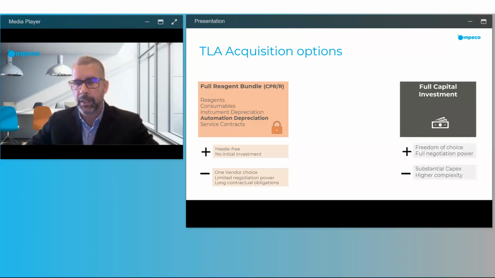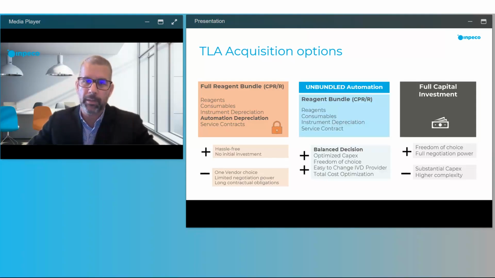Then, of course, on the other side is full capital investment. I think this is tough in a lot of instances, where to have full capital ready for not only purchasing automation, but analytical components as well, it can be a substantial hit to CapEx. And in today's environment, that sometimes can be hard to come by. It can be more complex. There's a little bit more freedom of choice there, negotiation power, let's say, but in reality, it can be tougher to acquire the product.